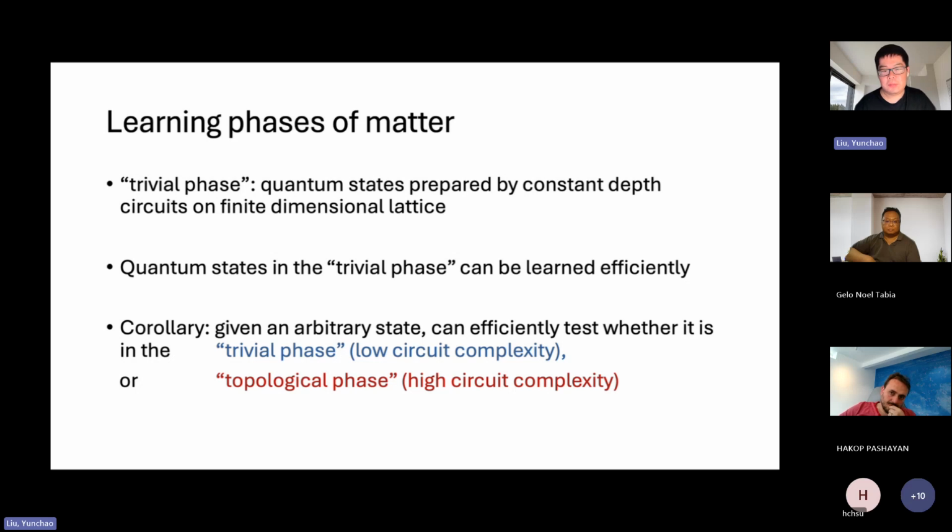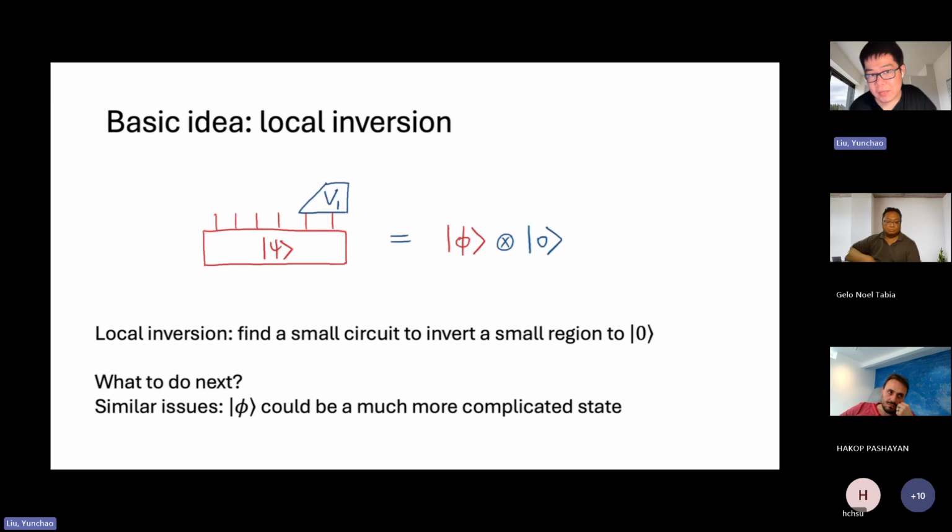Another way to think about that is basically if every step in the learning algorithm can succeed, meaning that whenever we want to find such a local inversion, we can always find it, then that gives you a proof that the quantum state overall is low depth because of the reconstruction argument.